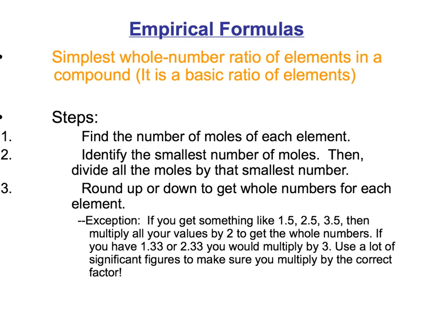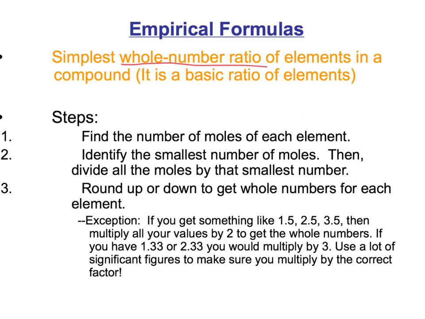So the next application that we're going to look at is the empirical formula of a compound. The empirical formula is a simplest whole number ratio of elements. Very, very important that it's whole number ratio. It's essentially a basic ratio. If you think about cooking or baking, if you make cookies, you might need 1 cup of milk and 2 cups of flour. That is a ratio.